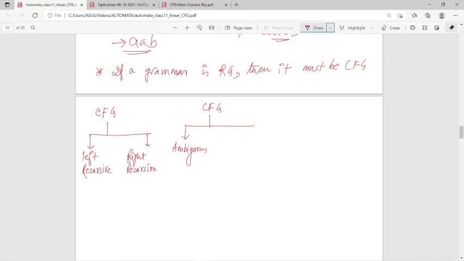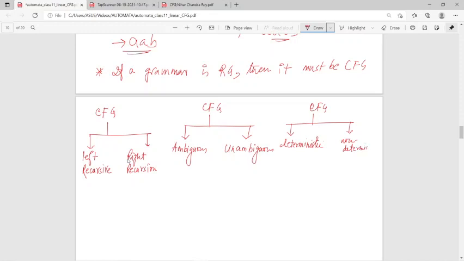So the thing is that we have inherited this from linguistics. That means the pros and cons of the computer system will not be taken care of. So that's why some ambiguities remain in the CFG. That's why there are two parts: one is ambiguous, and another is unambiguous. And the CFG can also be broken into two parts, that means deterministic CFG and non-deterministic CFG.